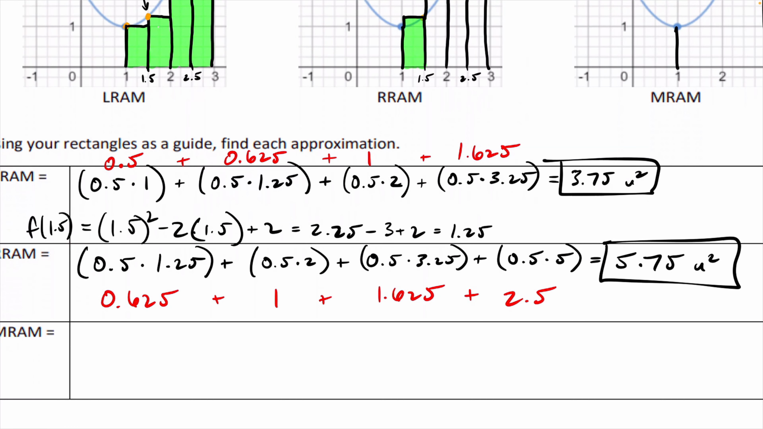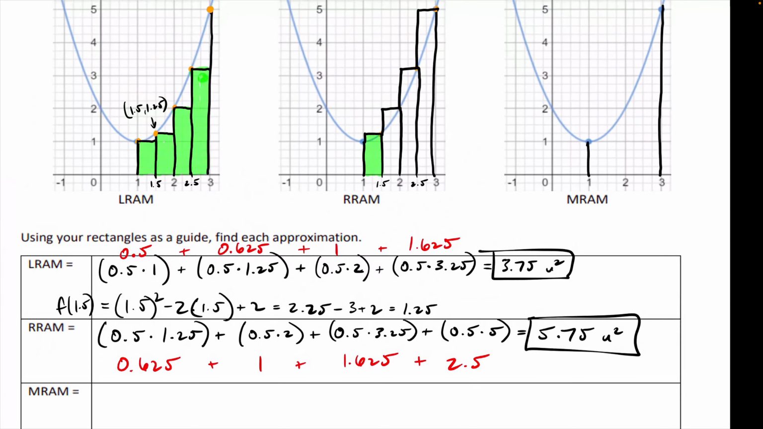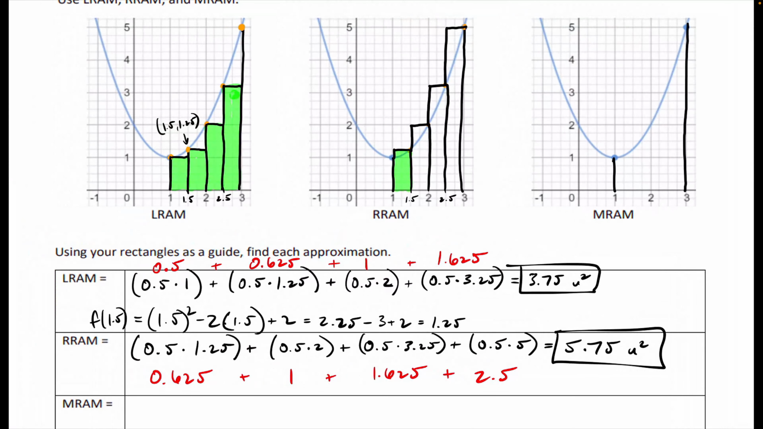Even though it's the same function, you're seeing a difference, right? You're seeing a difference between them. One is 3.75, one is 5.75. Okay.